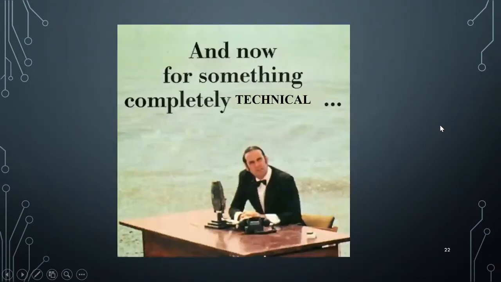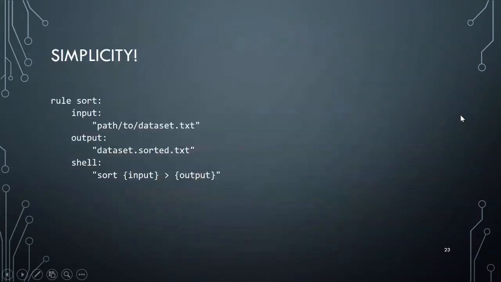And so now for something completely technical. It's very simple. The main structure of how Snakemake works is extremely simple. You have a rule, which is a directive, and then you give it a name. In this case, the name's sort.